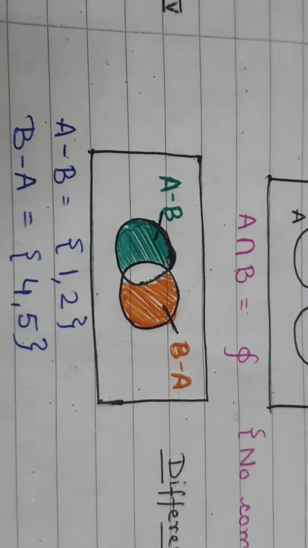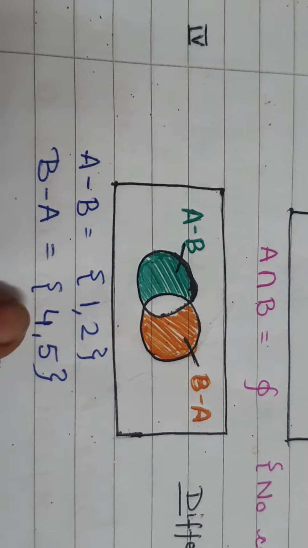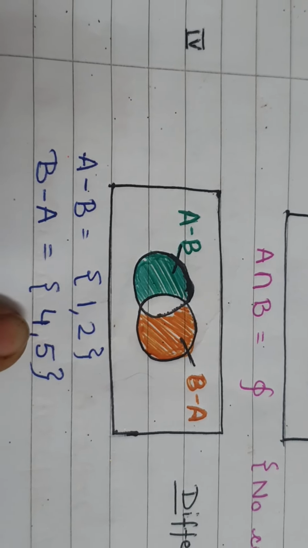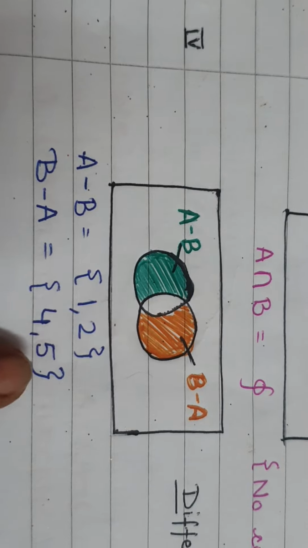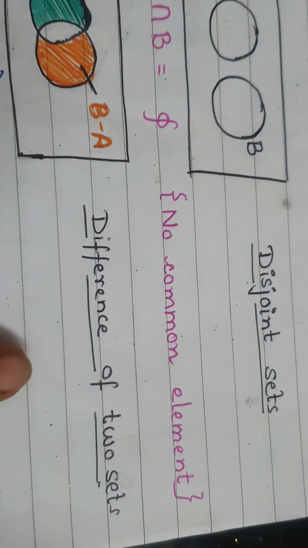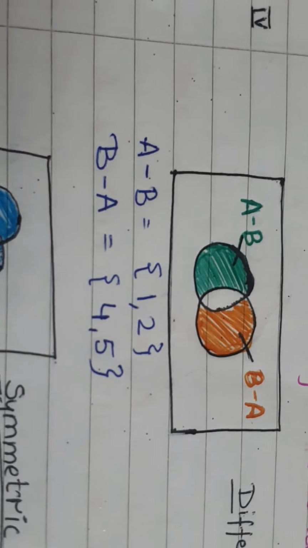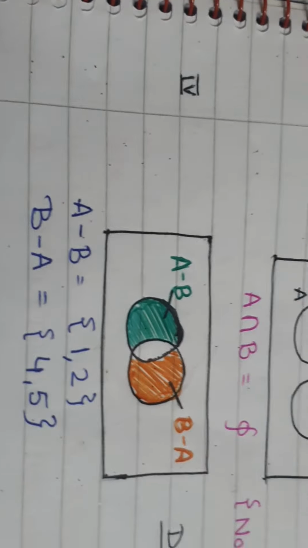Similarly, for B minus A, if we subtract 3 from B, because it is common in A also, then whatever is left is called B minus A. 4 and 5, by using a comma we are going to write these two elements. This is called difference of two sets. A minus B is different, B minus A is different.